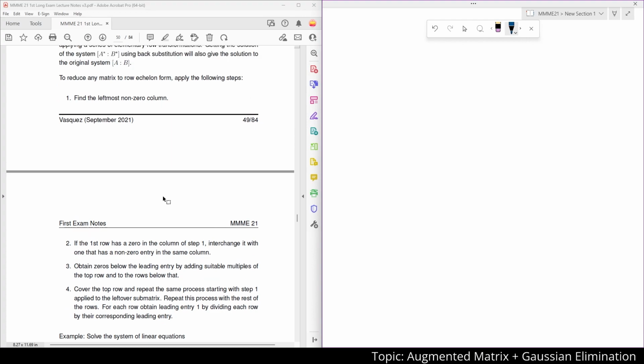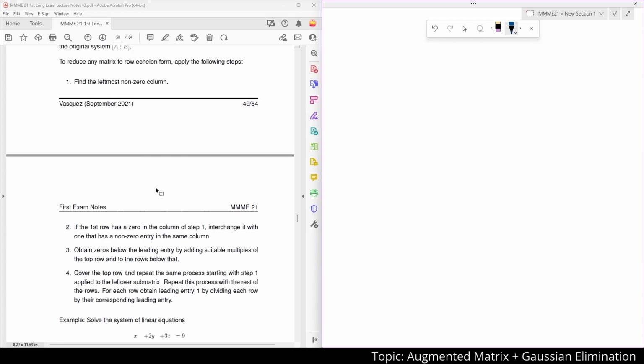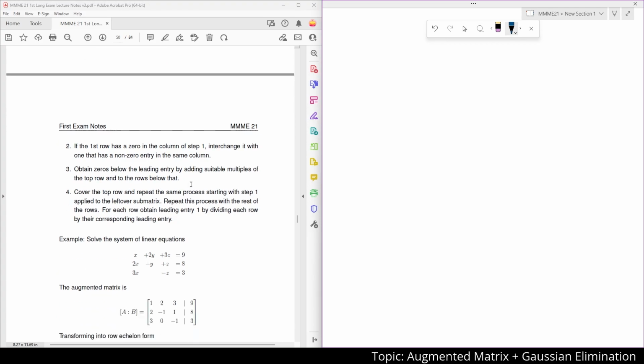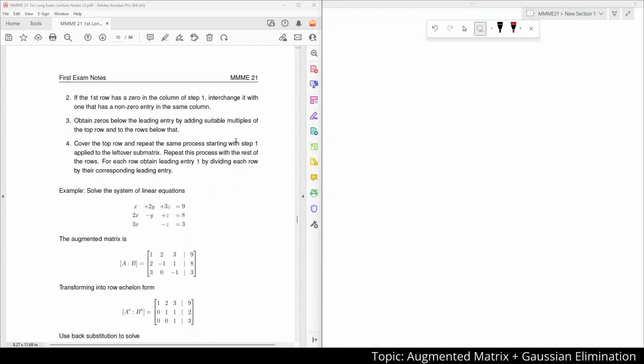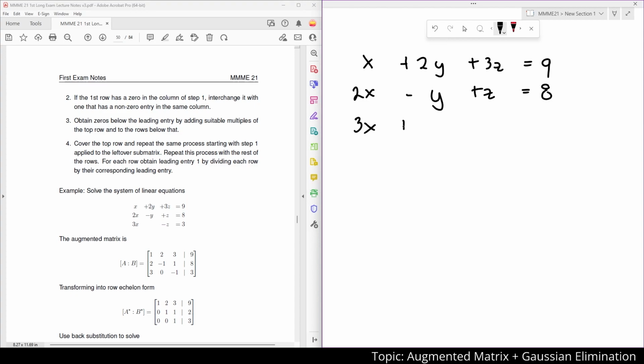So medyo mahirap siyang i-follow pag hindi natin yung steps. Let's try solving a system of equations. So let's say we have the system of linear equations. x plus 2y plus 3z is equal to 9. 2x minus y plus z equal to 8. And we have 3x. So wala tayong y, so we can put plus 0y minus z is equal.